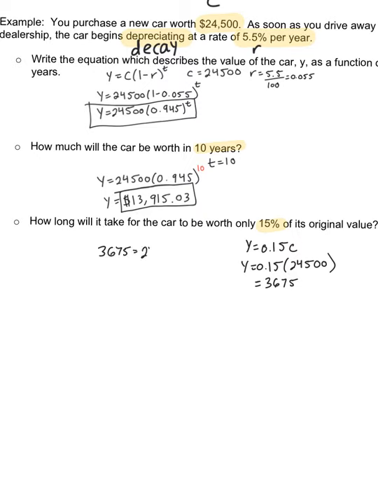I've got my 24,500, and 0.945. I don't know what T is. It's asking me to solve for T because it says how long. So I'm just going to leave T as a variable. So I'm going to need to solve this equation for T. I'm going to start by dividing both sides by 24,500, and we're going to get 0.15.